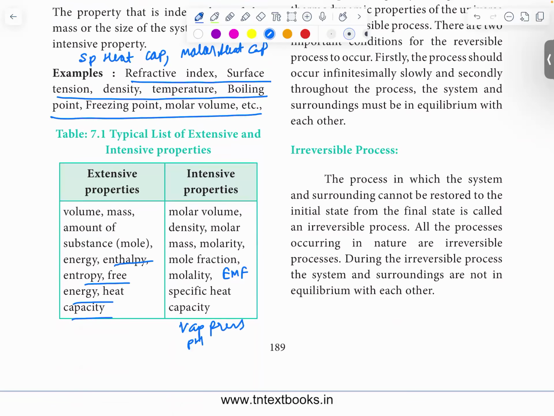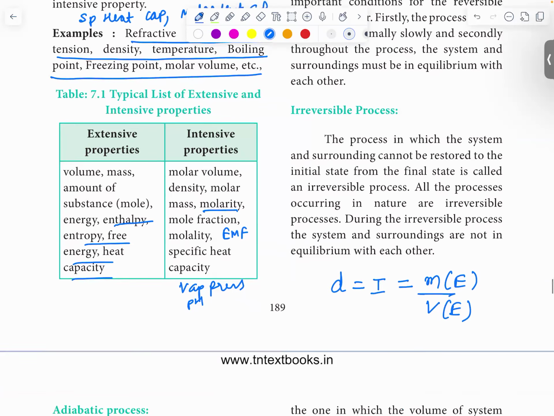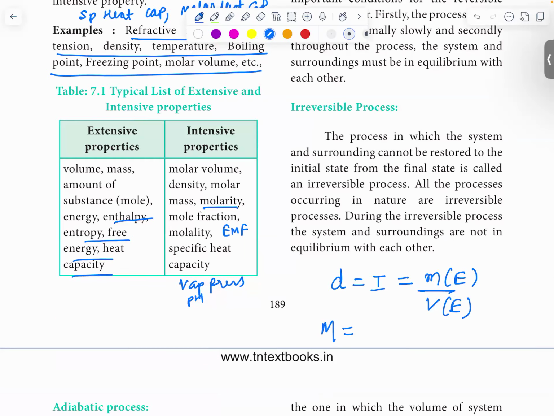Many examples can be given of intensive properties, like the concentration terms. Now look at one thing. Density is an intensive property, and it is basically equal to mass by volume. And what is mass? Mass is extensive. Volume is also extensive. Now look at one more property, molarity. Molarity is the number of moles by volume. What is the number of moles? The number of moles is an extensive property, and volume is also an extensive property, and molarity is an intensive property.